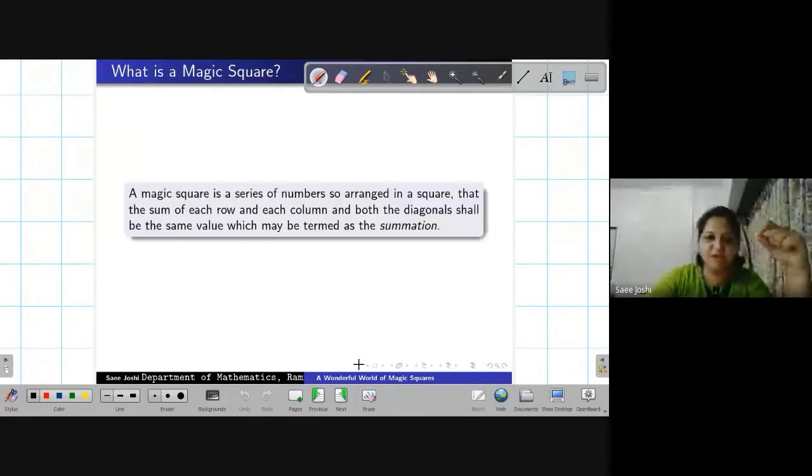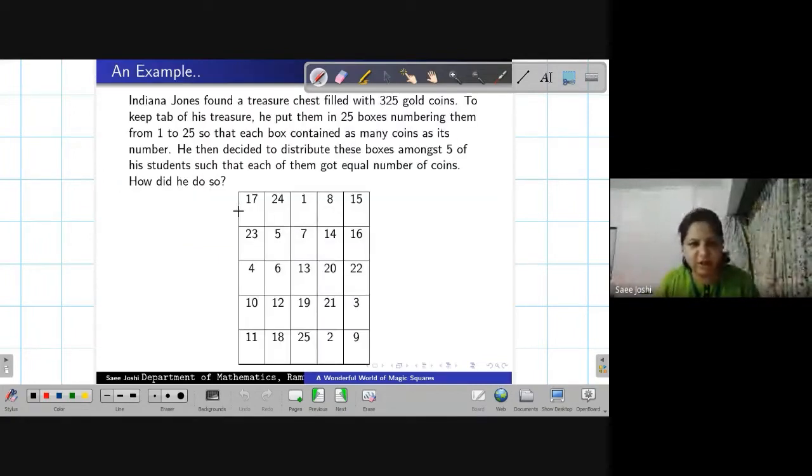Okay, so what is a magic square? It is a series of numbers arranged in such a way that the sum of each row, each column, and both of the diagonals turns out to be the same value, and people call that value the summation. So in this particular problem, every row, every column, and both the diagonals turn out to be the same value, 65. So 65 is called the summation.